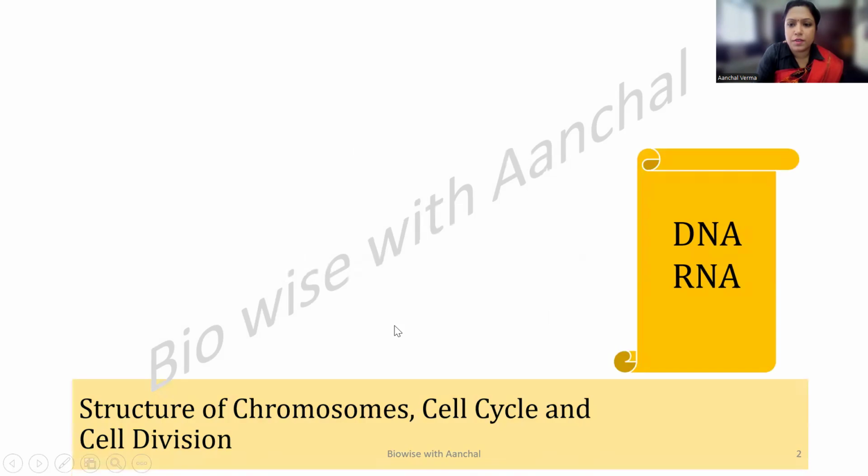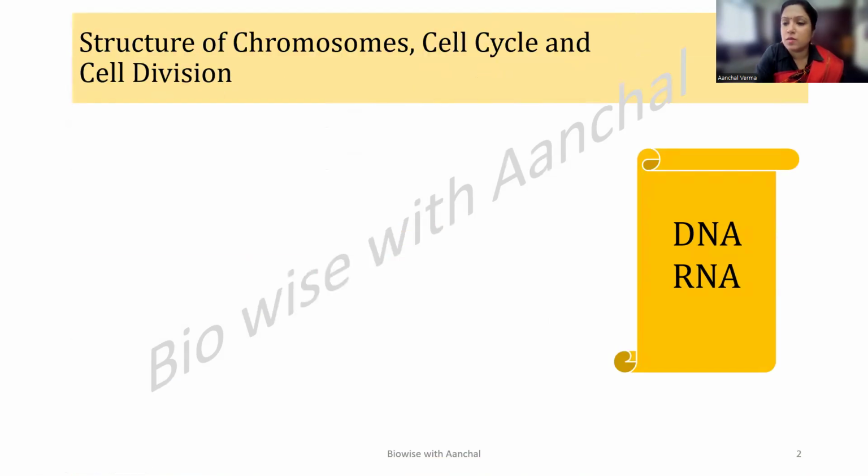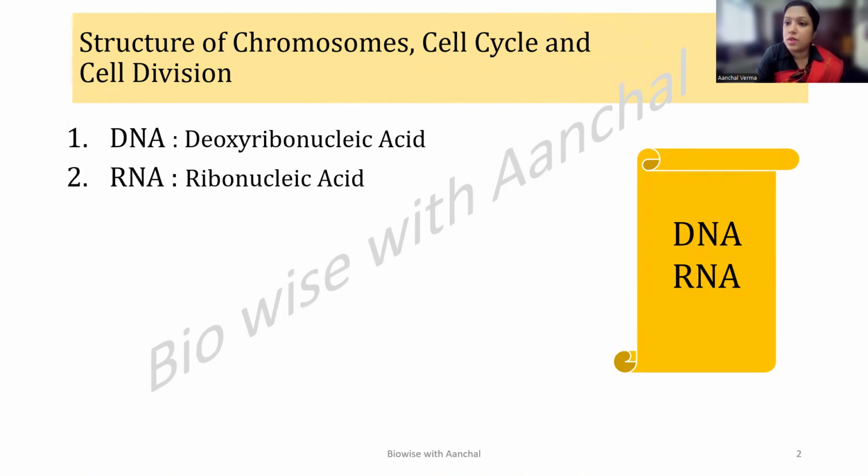Okay. Now the first one, that is from the structure of chromosome, cell cycle and cell division chapter, DNA and RNA. Okay. So you can take your time to write. DNA, what is the full form of DNA? What is the full form of RNA? Yes, DNA is deoxyribonucleic acid and RNA is ribonucleic acid.